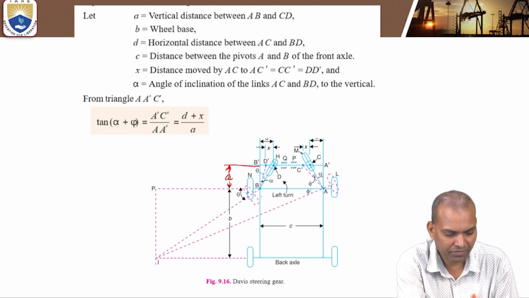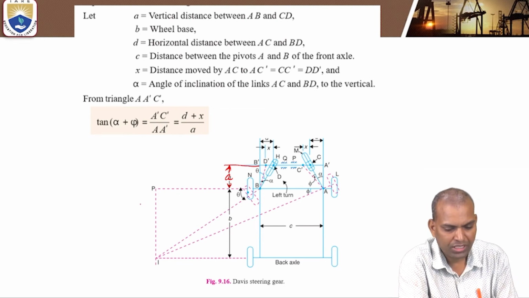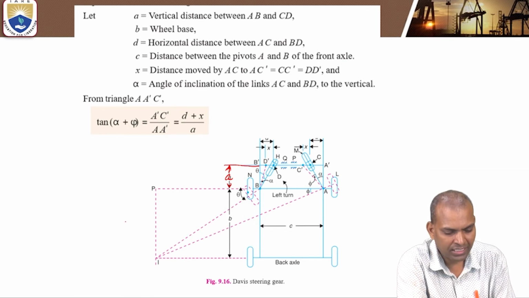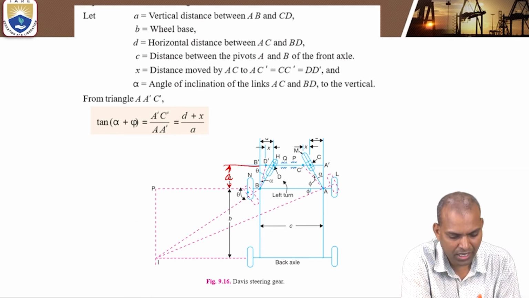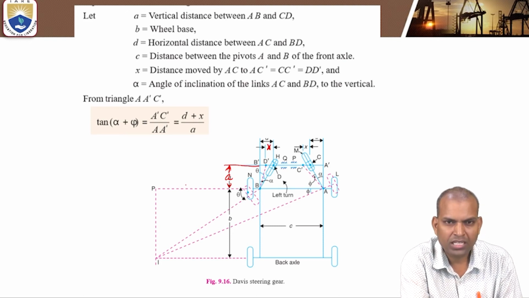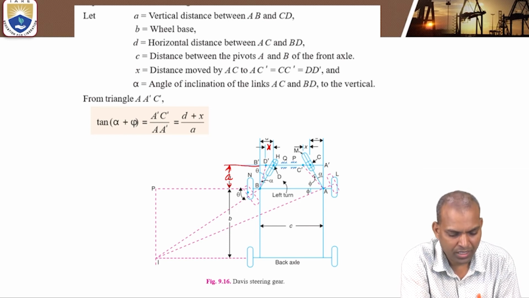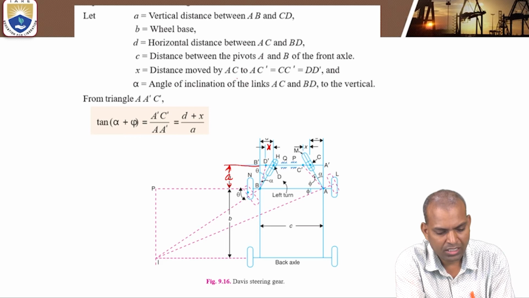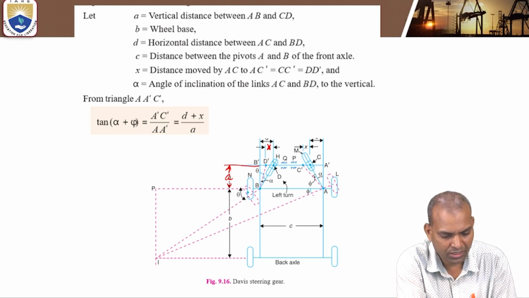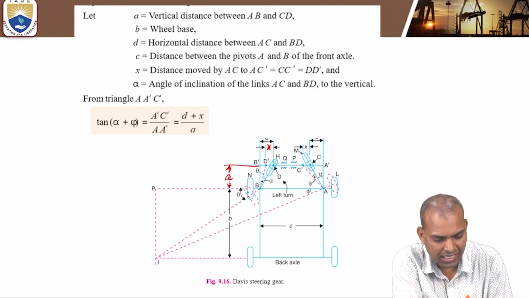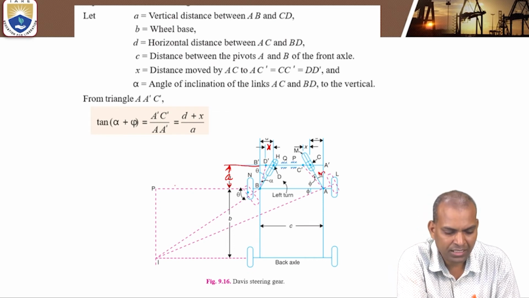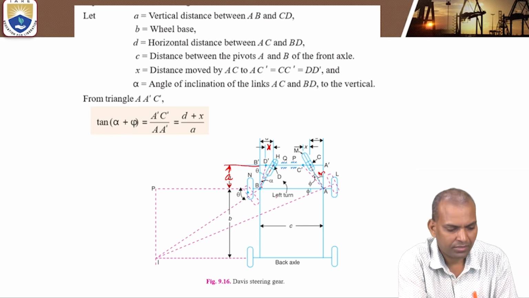And C is the distance between point A and B, the front wheel axle pivots. And there is another letter called X. This X is the distance moved, very carefully see here, by AC to AC dash and BD to BD dash, that is equal to CC dash and DD dash. And there is an angle called alpha. This alpha is the inclination of the links AC and BD to the vertical.